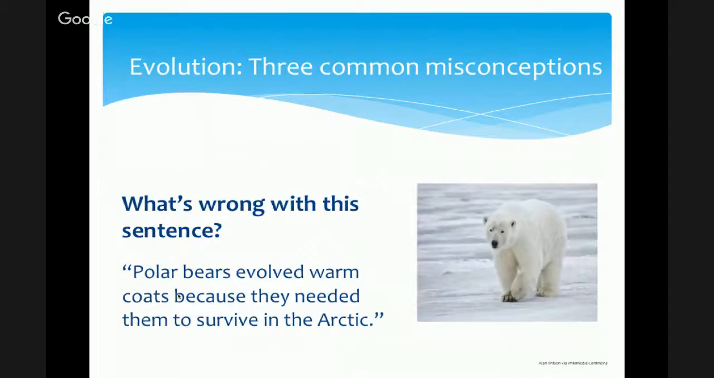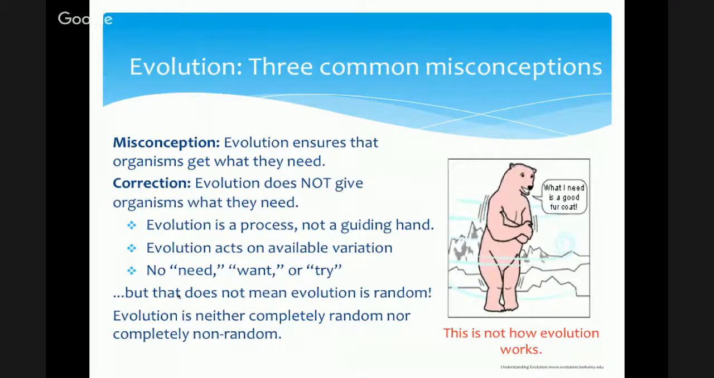All right, last one. If you ask your students, why do polar bears have warm coats? How many of them would say something like this? Polar bears evolved warm coats because they needed them to survive in the Arctic. And that sounds very reasonable, but it's wrong. That is not why polar bears have warm coats. Saying it in that way exhibits this misconception that evolution ensures that organisms get what they need.